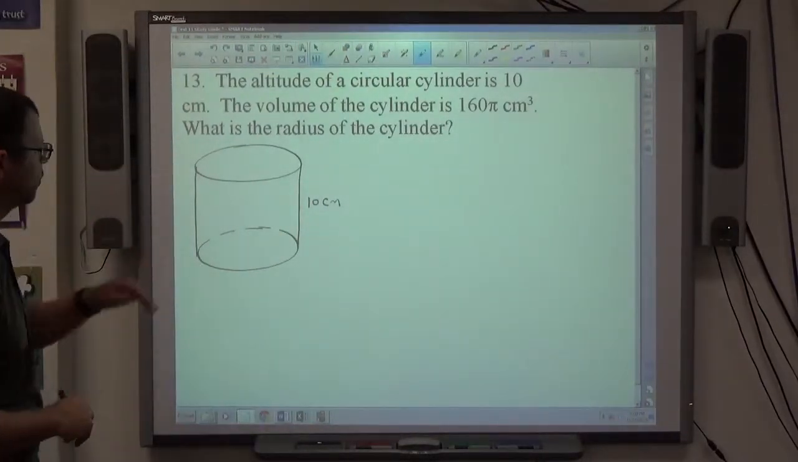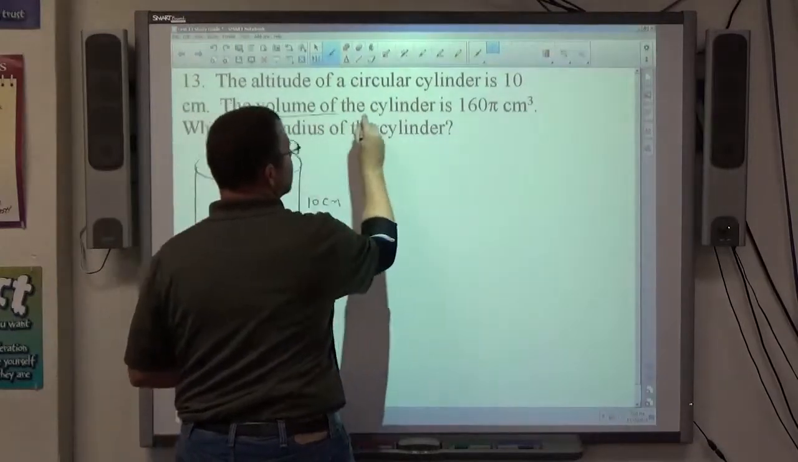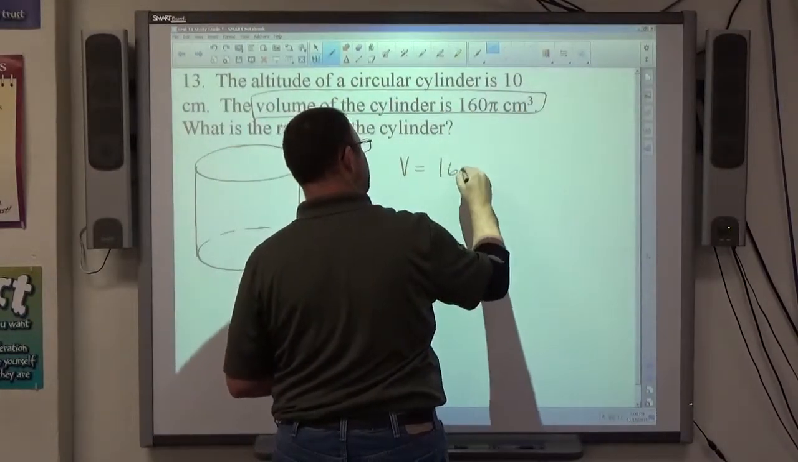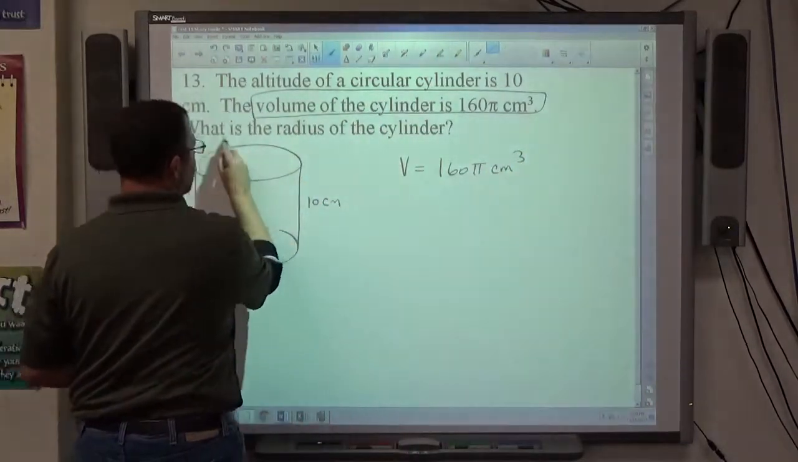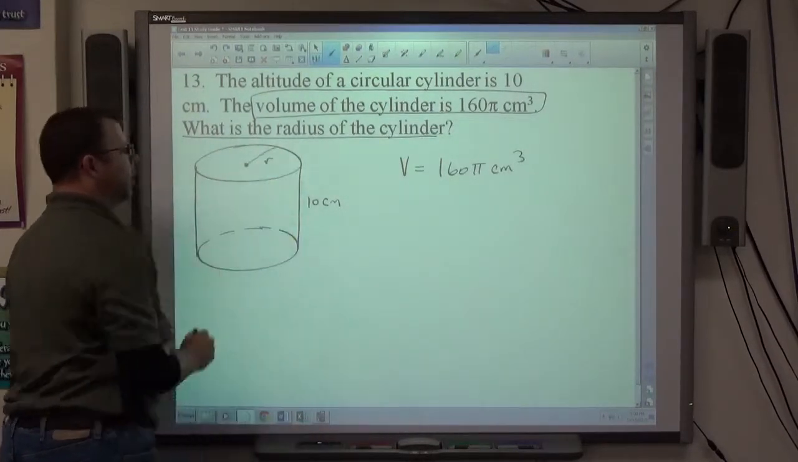Three-dimensional there. So there's our circular cylinder. It tells me what the volume is. The volume of the cylinder is 160 pi cubic centimeters. And it asks what is the radius of the cylinder, which implies we don't know that information, so I'm going to draw a radius there and call it r.